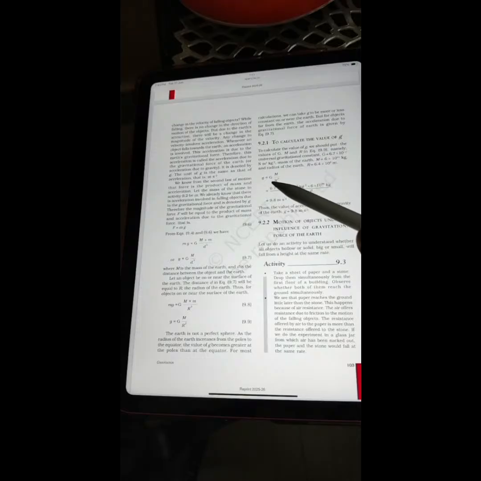So g = G M / R². Placing the values, you'll get 9.8 meter per second square. Thus, the value of acceleration due to gravity of the earth, denoted by g, is equal to 9.8 m/s².